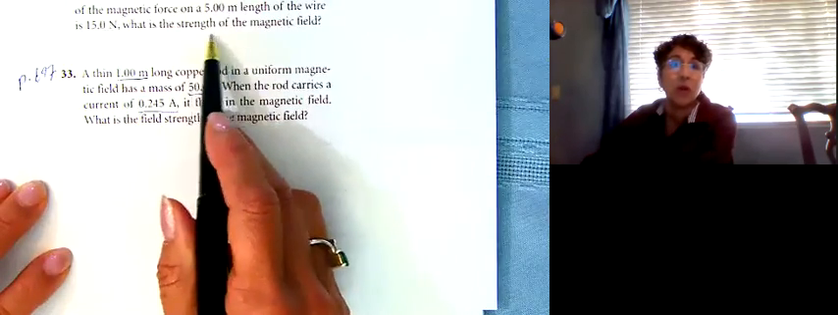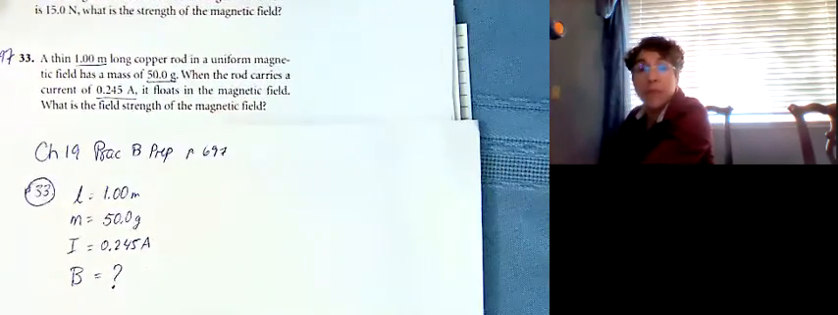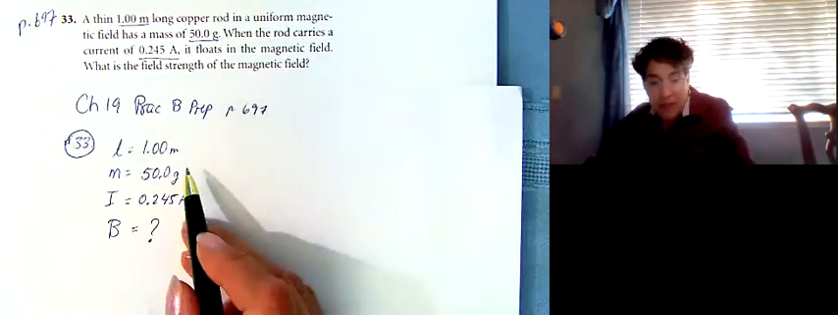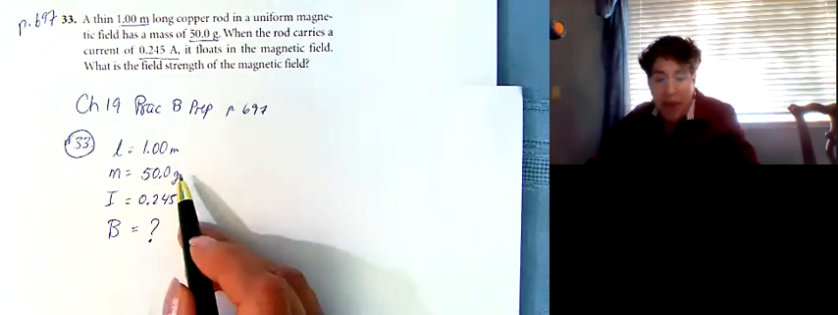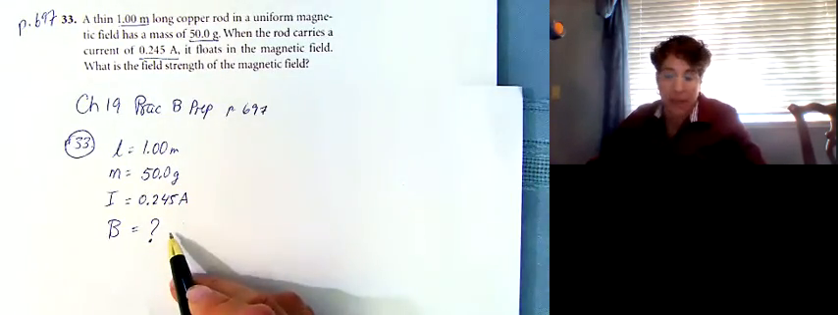So just like before, we want to know what the strength of the magnetic field is. So we want to know how many Tesla. So let's see, how did I translate this problem? Here's how I rewrote it. They gave me the length. They gave me the mass. They gave me the current, and they gave me the B.